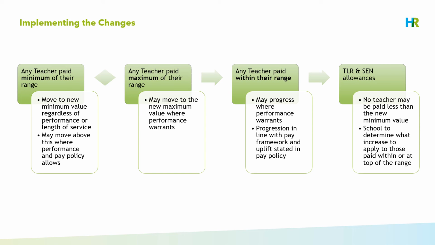Any teacher paid between the minimum and maximum values may progress where performance warrants. Any pay progression should be in line with the school's pay policy and be consistent with the framework set out in the policy and the uplift that the school has determined they will apply to salaries within the range from September 2022. In terms of allowances, no teacher may be paid less than the minimum value for allowances.